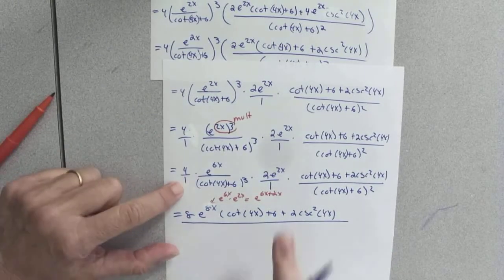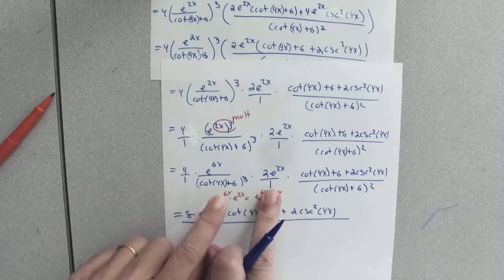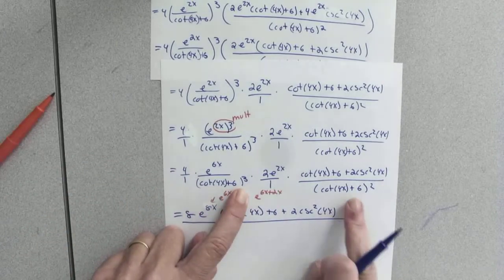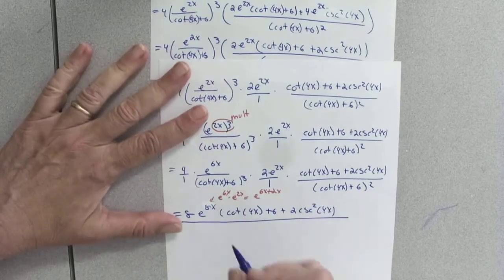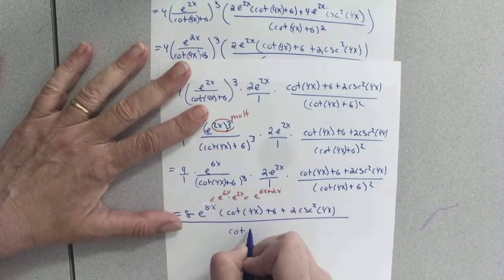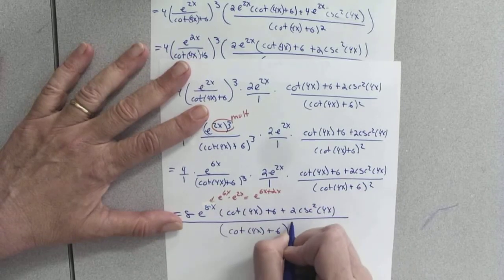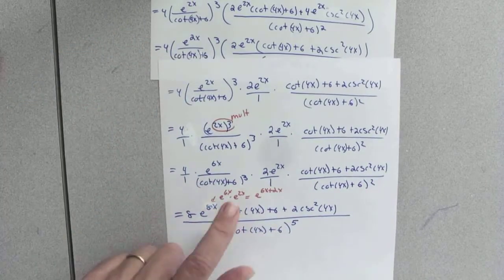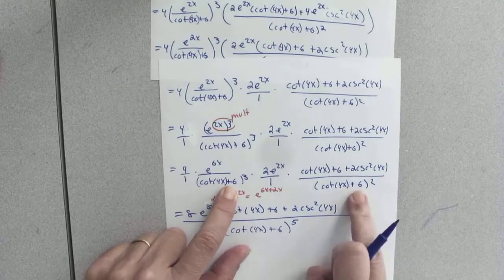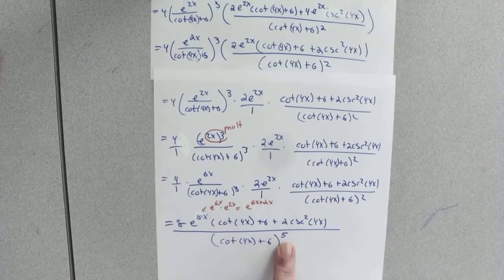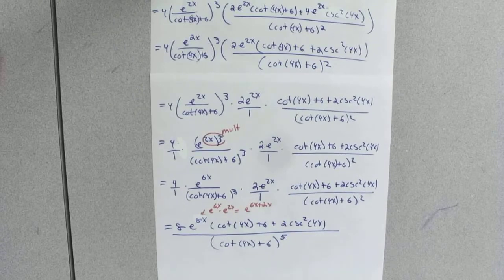And then in the denominator I have 1 times 1, which I certainly don't need. But then I have cotangent(4x) plus 6 cubed times cotangent(4x) plus 6 quantity squared, for cotangent(4x) plus 6 quantity to the 5th. Cubed, squared, 5th. Add the exponents. Now there is absolutely as much as you could do to simplify it.